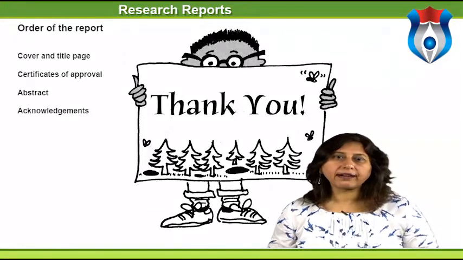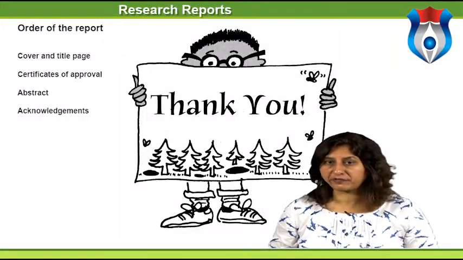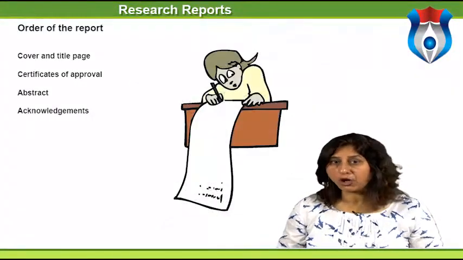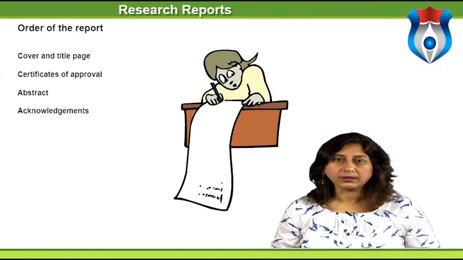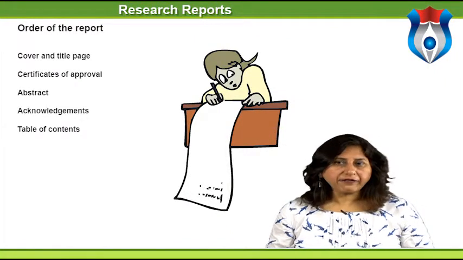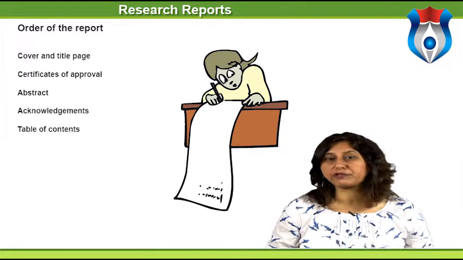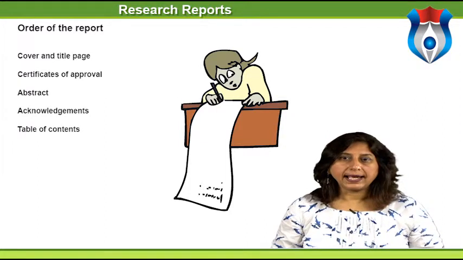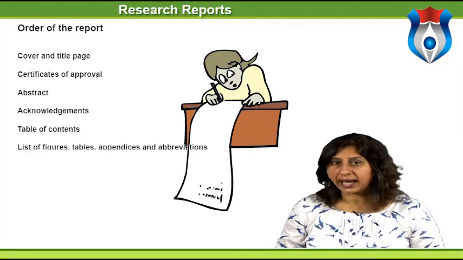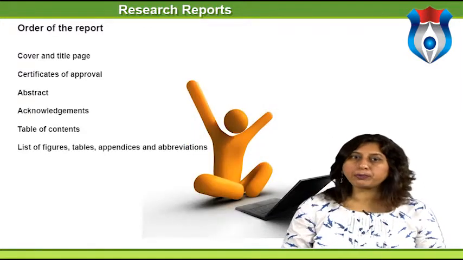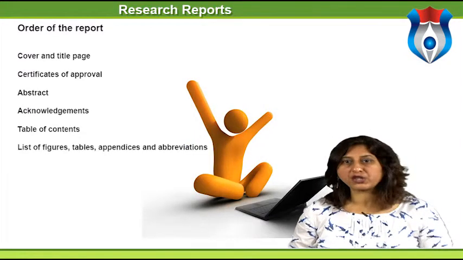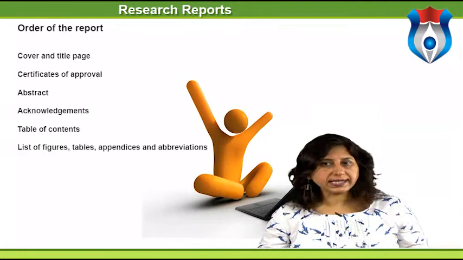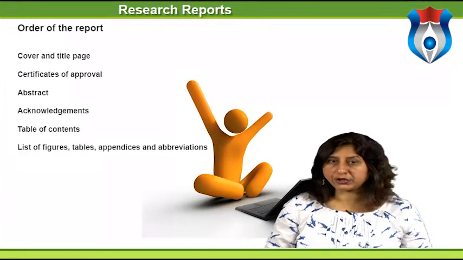Acknowledgements. Students are advised to acknowledge help and support from faculty members, library, computer center, outside experts, their sponsoring organizations, and so on. Table of contents. Every research report must contain a table of contents which provides a view of the organization of the report material. List of figures, tables, appendices, and abbreviations. If the research report contains tables, figures, and abbreviations used, they should be listed immediately following the table of contents on separate pages.